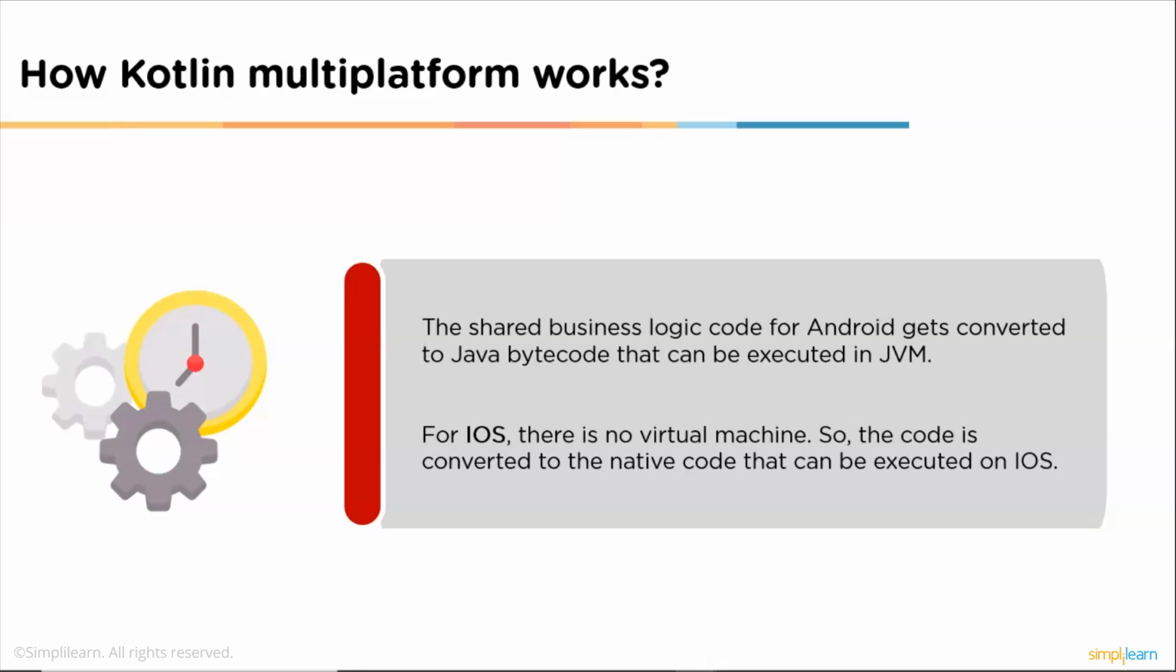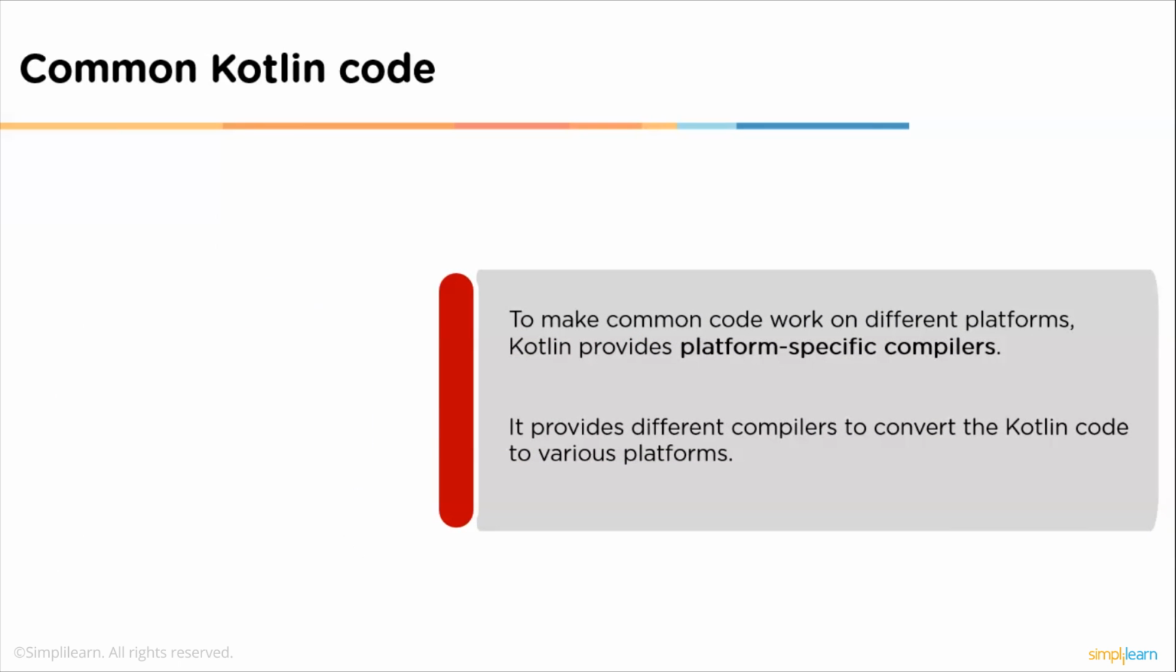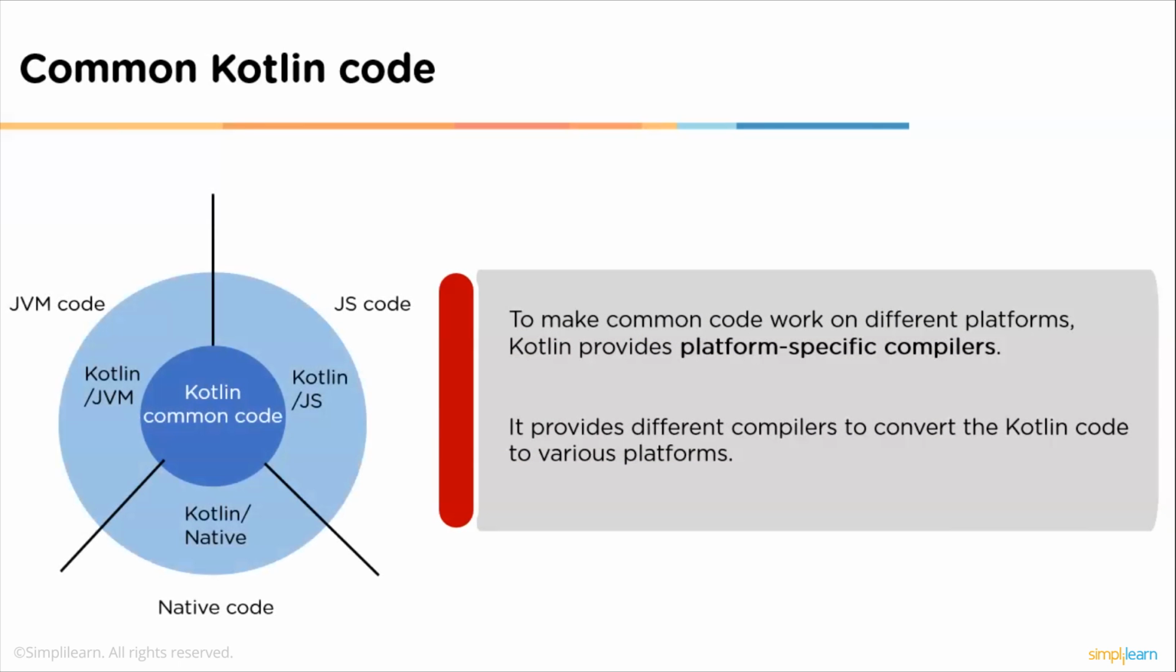So as we have understood how Kotlin Multiplatform works, now let's understand common Kotlin code. To make common Kotlin code run, Kotlin provides platform-specific compilers. To convert the code according to different platforms, it provides different compilers. These platform-specific versions include Kotlin/JVM, Kotlin/JavaScript, and Kotlin/Native. These versions contain the platform-specific tools and libraries and also the extension to Kotlin language.